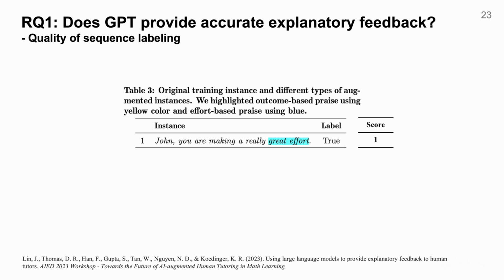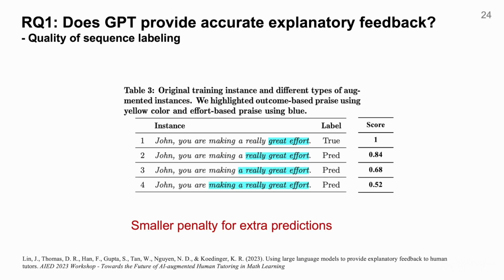So the first row, "John, you are making a really great effort." "Great effort" is a notation from the experts, so we consider it as the ground truth, and we can give it a perfect score of 1. And from our model predictions, it sometimes can predict some extra words, for example, "really great effort," "a really great effort," and "making a really great effort." So you can see these extra predictions also capture the attributes of effort-based praise. That's great effort, but with some extra words in the final predictions.